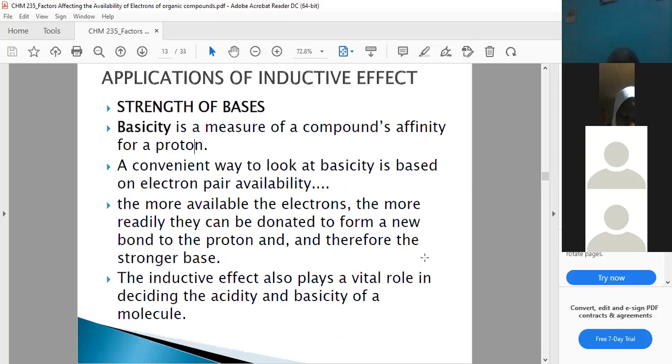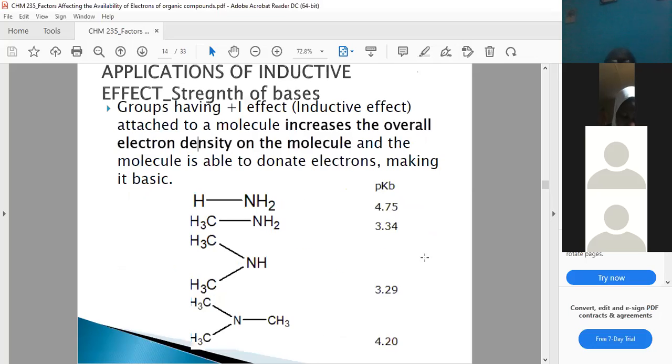Then we talk about the strength of bases, how inductive effect affects bases. If you have an electron donating group or atom, it will increase the basic strength. Electron donating groups increase the strength of bases. In other words, positive inductive effect increases basicity. Consequently, negative inductive effect will decrease the strength of bases. Do you get my point?